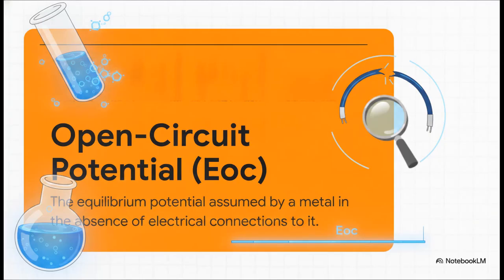interface. To really understand this electrical process happening right at the interface of a metal and an electrolyte, we've got to start at the absolute beginning. So the very first step in the lab is always measuring the open circuit potential, or EOC. Basically, this is the equilibrium potential a metal naturally assumes when there are zero electrical connections to it. It establishes our crucial baseline before we start forcing any voltages into the system.